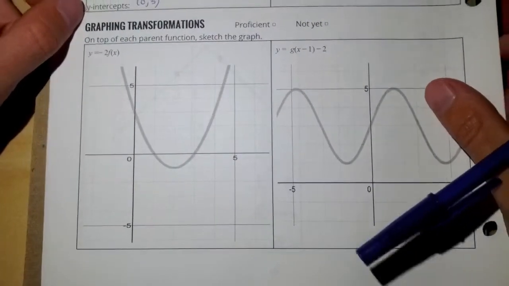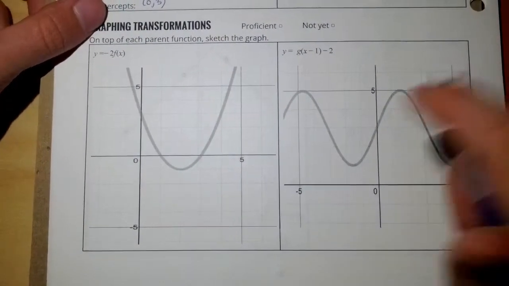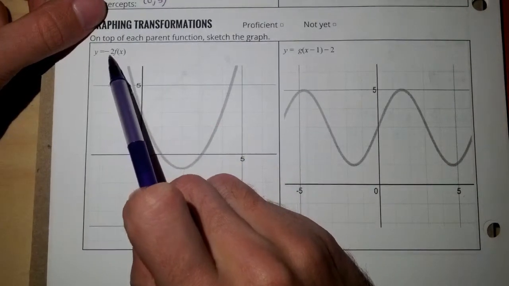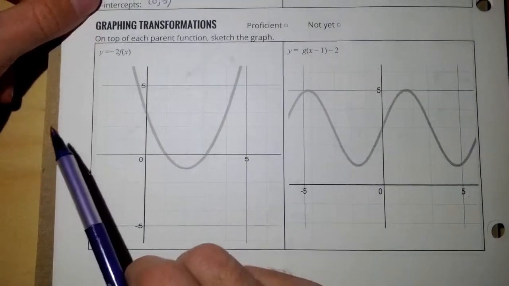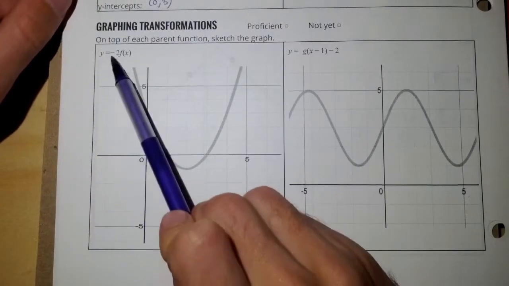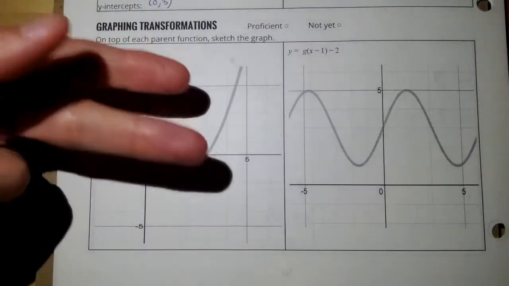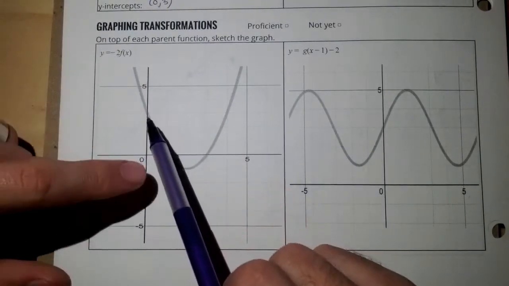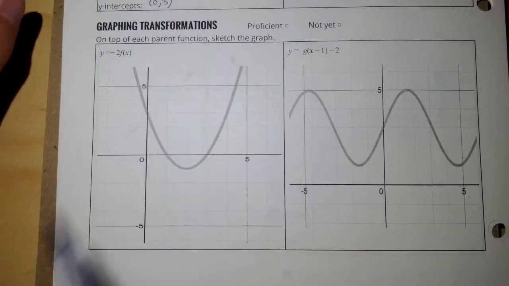Alright, moving on to graphing transformations. I have the graph f(x) here, and I want to sketch the graph of -2 times f(x). Now, from what I know about transformations, the negative is going to reflect it over the x-axis, so I'll take it here and reflect, and then the times 2 is going to stretch it out to make the y values twice as far from the x-axis.